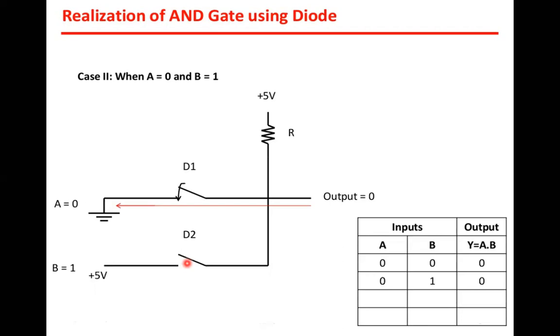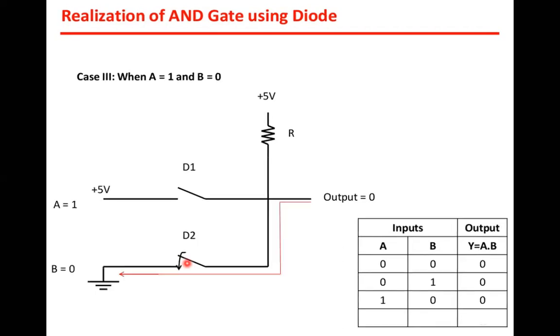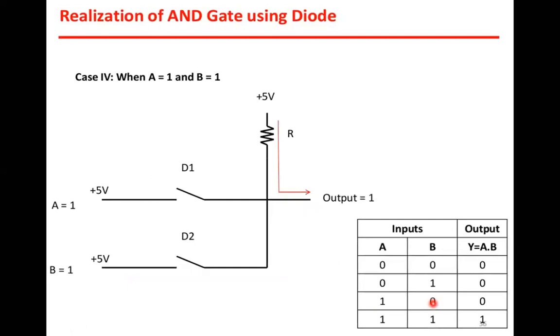Now the second condition is when A is equal to 1 and B is equal to 0. So A is 5 volts, high, and B is 0, low. In this case, the output is short circuited to ground through diode D2. Hence the output is again 0. Again you can see that this particular diode is reverse bias and this is in forward bias, and the output across these 2 points will be 0. So for inputs 0,0 the output is 0; 0,1 gives 0; 1,0 gives 0.